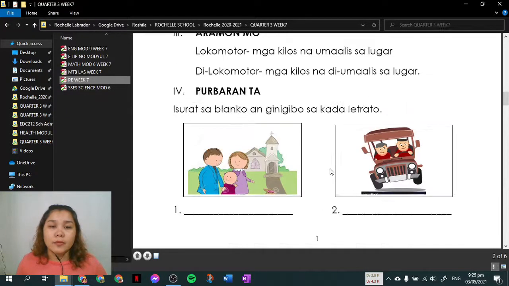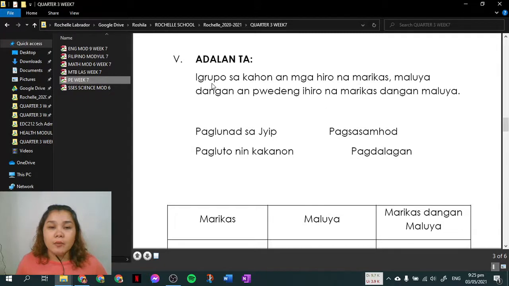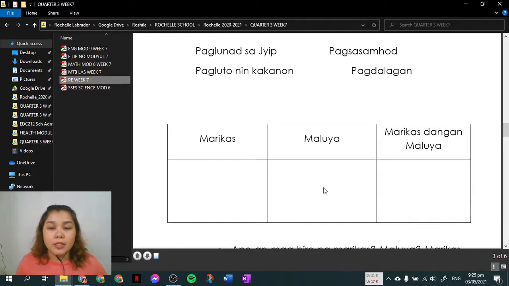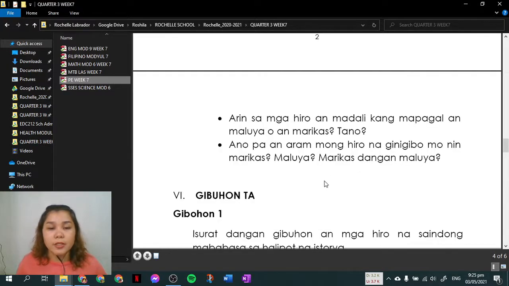So, the first part is like a pre-test. Write on the blank what is being done in each picture. So, 1 to 4. And then, group the actions into fast or slow, marikas or maluya. Place them in the correct column. Marikas, maluya, or it may be fast or slow. These questions should be answered orally, no need to write the answers.